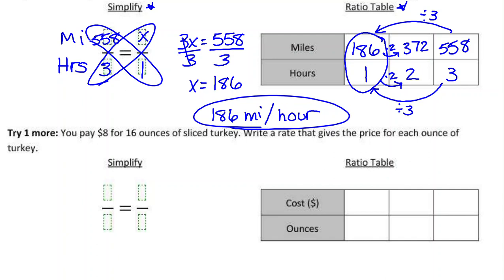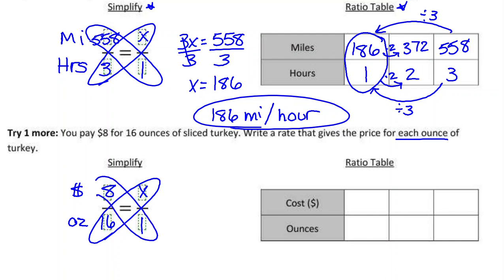So we're comparing the cost to the ounces. I have $8 for 16 ounces, and it wants to know how much the price is for each ounce of turkey. So I want 1 ounce of turkey, and I want to know the price. So your cross multiplication method, it's going to be 16x is equal to 8. And divide by 16, divide by 16. You get x is equal to 2.